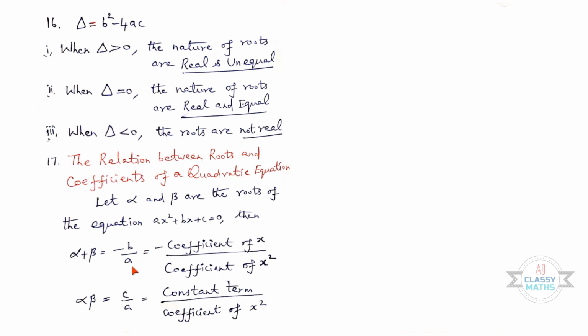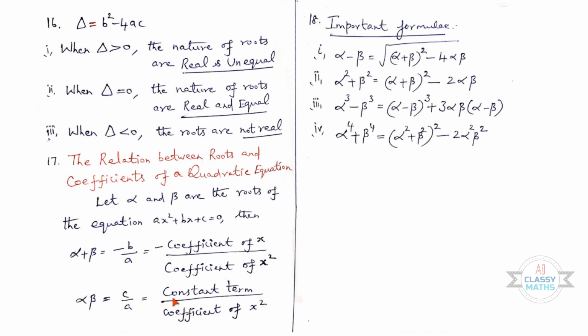minus b by a, that is equal to minus coefficient of x by coefficient of x square. Alpha into beta is equal to c by a, that is equal to constant term by coefficient of x square. This is the relation between roots and coefficients of a quadratic equation.